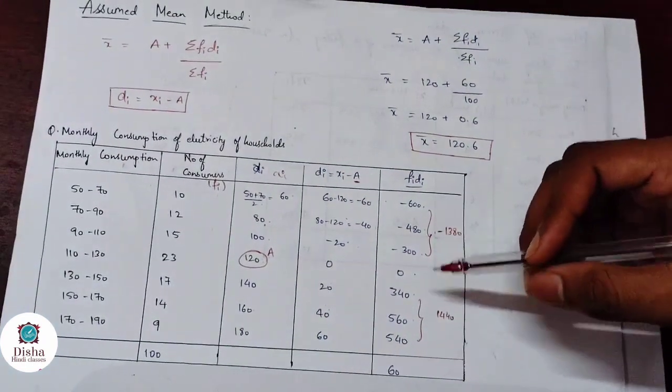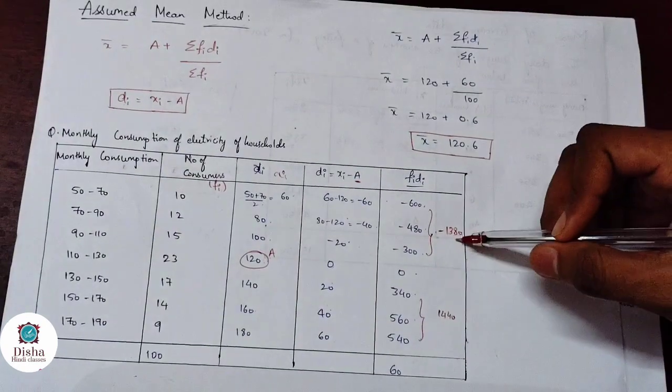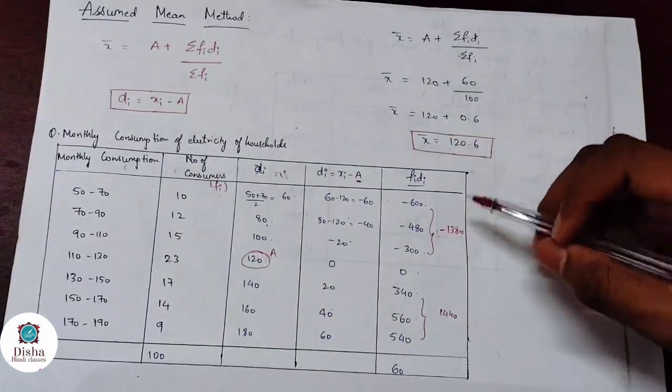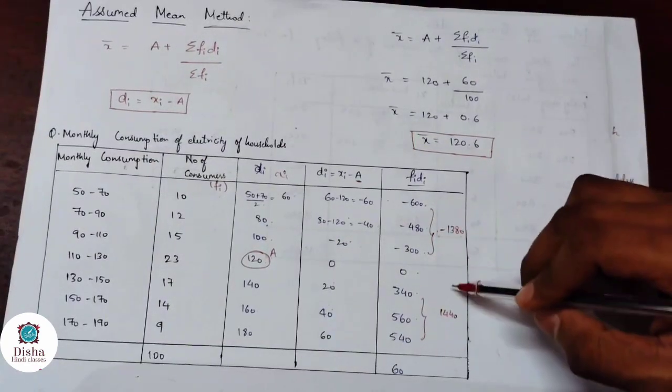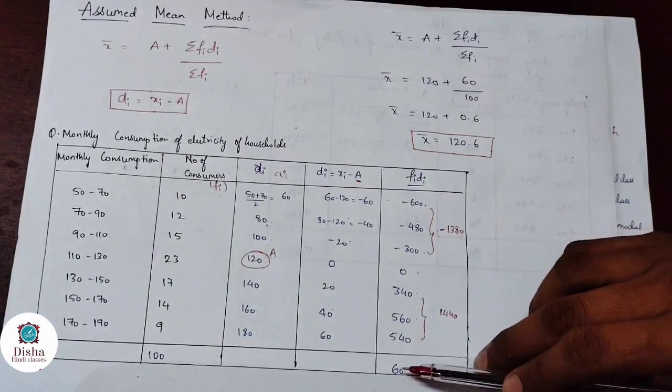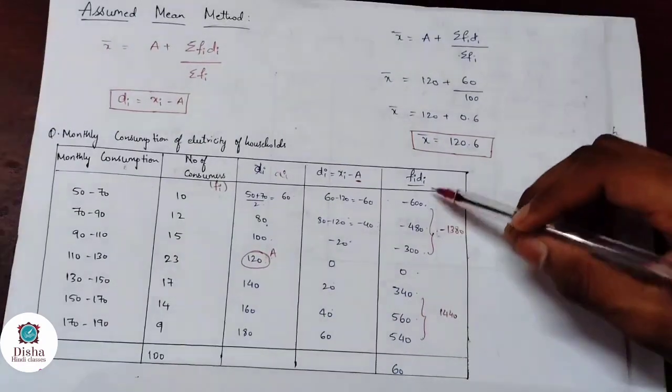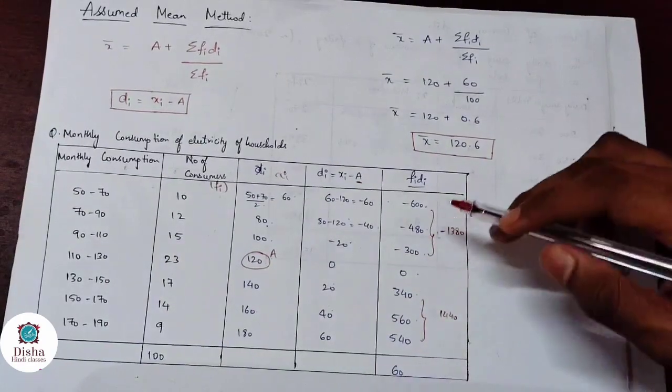So the addition of negative values and the addition of positive values will be minus 1380 and 1440. Then we will be adding both the values, and we will get 60. So the summation of Fi Di is 60.